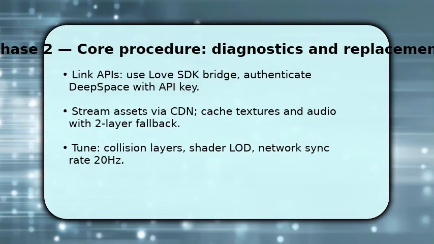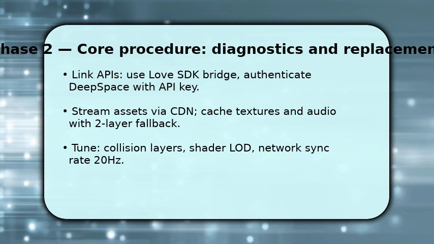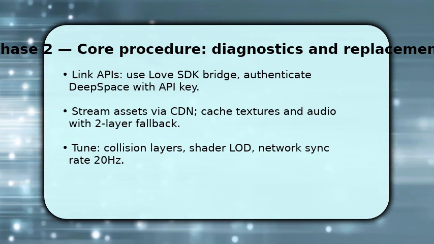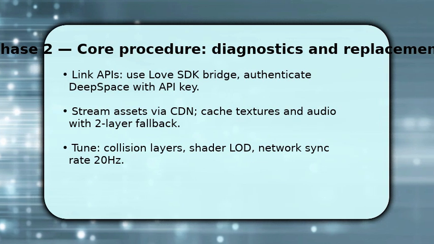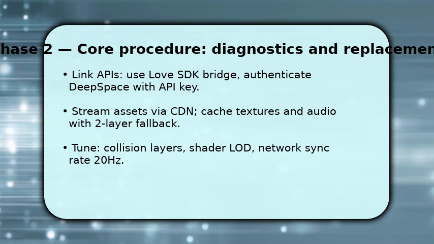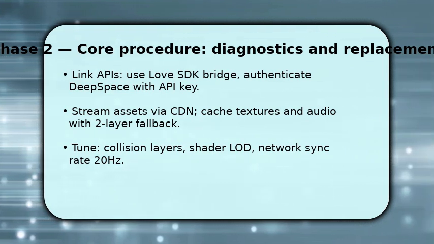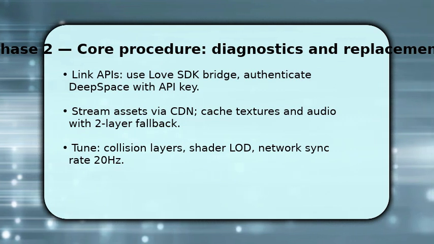Next, you integrate Love and Deepspace so they communicate reliably. Link using the Love SDK bridge and authenticate Deepspace with an API key. This ensures secure calls and predictable responses. Stream heavy assets from a CDN and cache textures and audio locally with a 2-layer fallback so you avoid stalls.